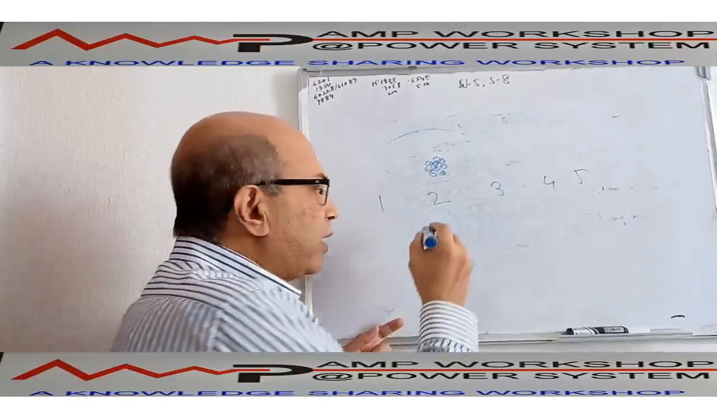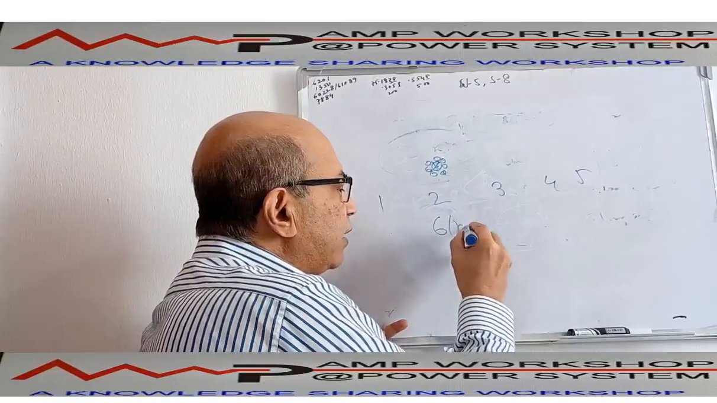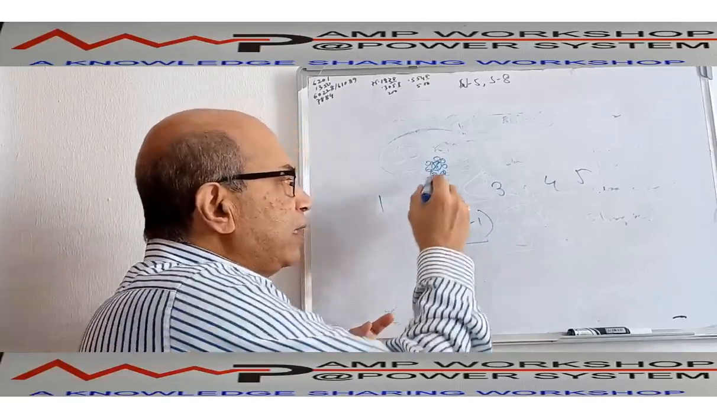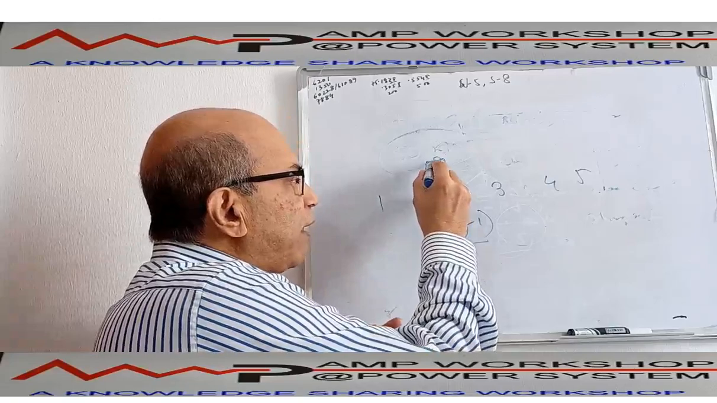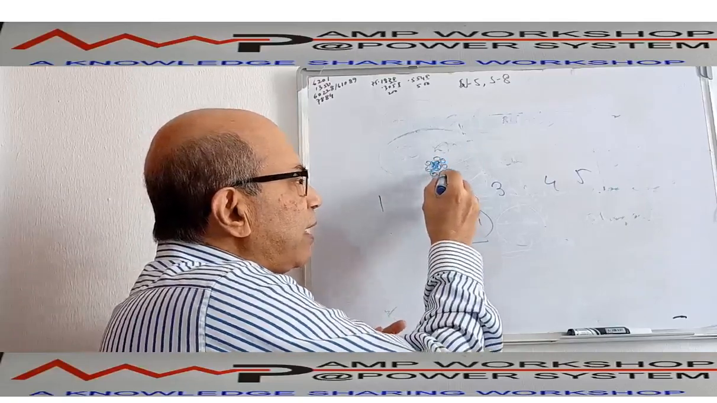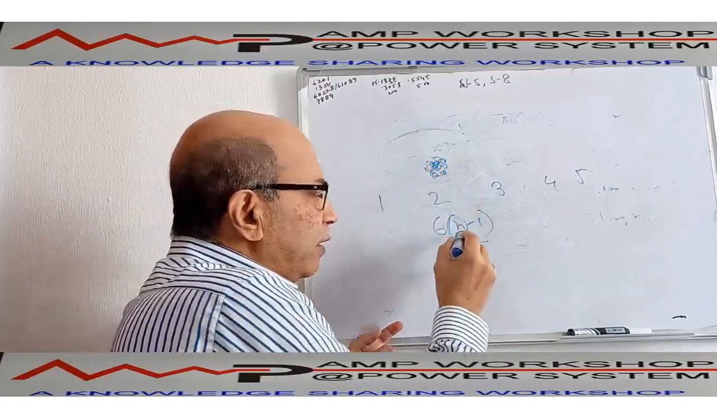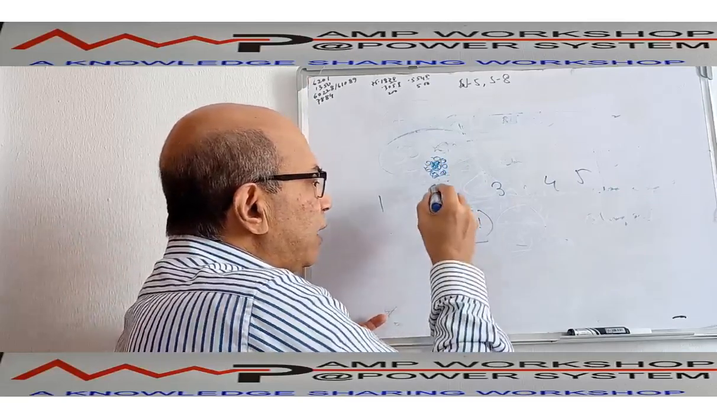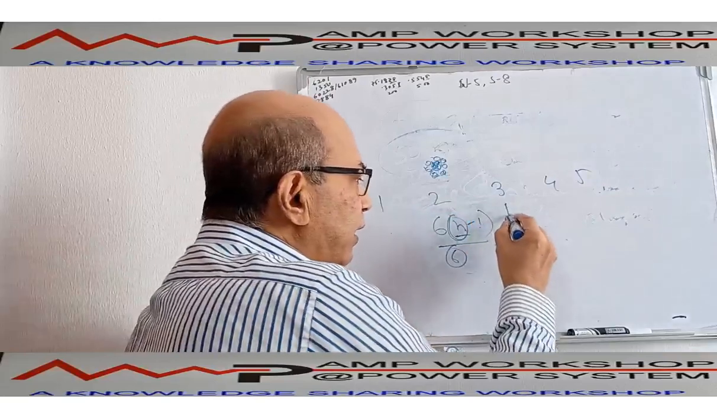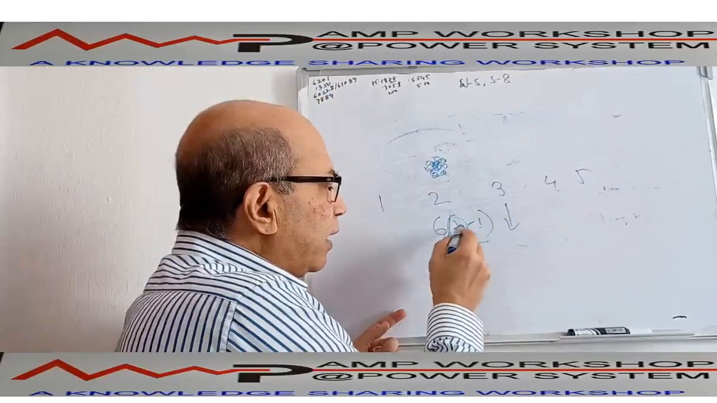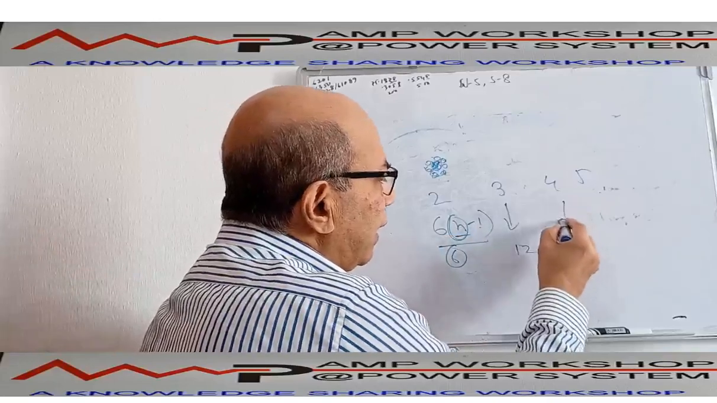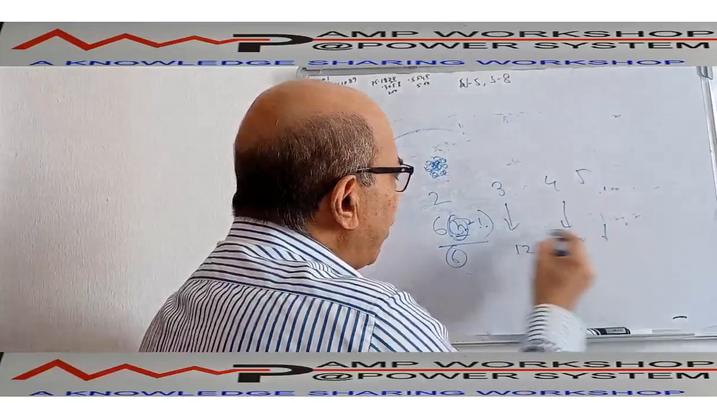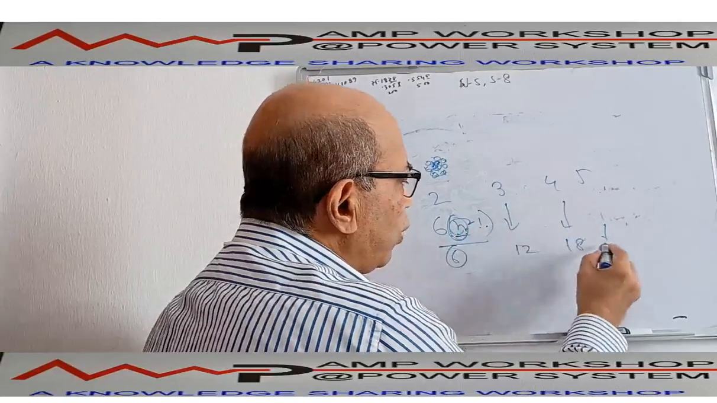For the second layer, how many conductors will there be? That will be 6 times (n minus 1), where n is the number of the layer. If we consider this the first layer, then this is my second layer. If n is equal to 2, then 2 minus 1 means 1, so there will be 6 conductors in the second layer. In layer 3, how many? It will be 12 conductors. In layer 4, n value 4, 4 minus 1 means 3, so 18 conductors. In layer 5, 5 minus 1 is 4, so 24 conductors.